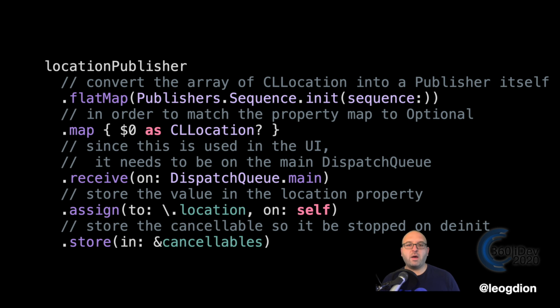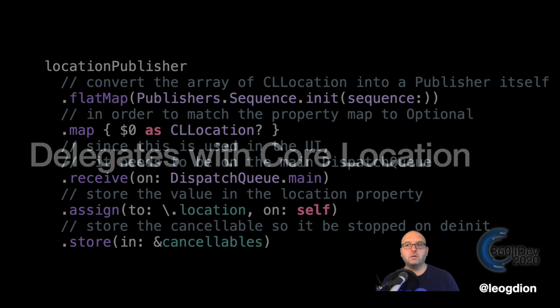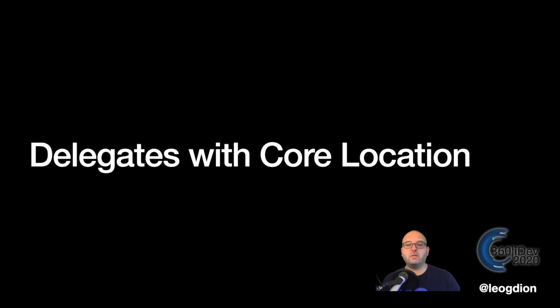We need to make sure that we convert each value into an optional CLLocation, since that's the type that our Core Location object takes. And then we have to make sure we receive it on the main dispatch queue. We then assign the value to our location property and store that cancellable in our cancellables array. So that's delegates with Core Location and how to use it in Combine.